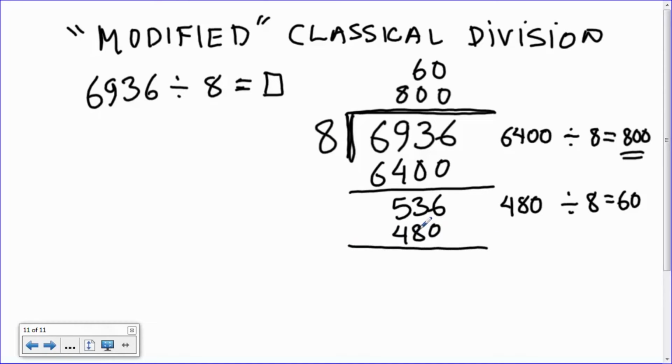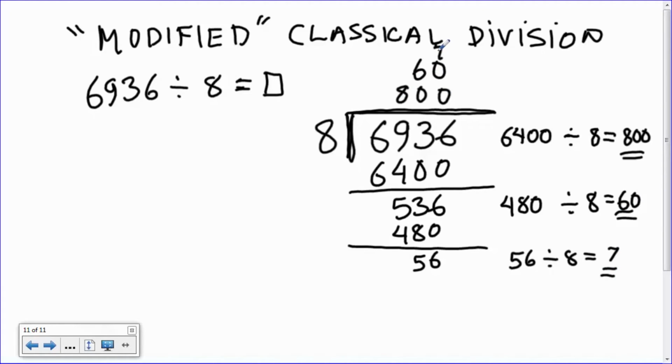480 up to 500 is 20. And then up to 36 is 36 more, so that's 56. And now, if your kids are in the 3rd grade, they'll say, oh, 8 goes into 56 7 times. They don't have to use an approximation over here. Oh, they could. I mean, it is 56 divided by 8. They know that's 7. So here are your 3 partial quotients, 800, 60, and 7.